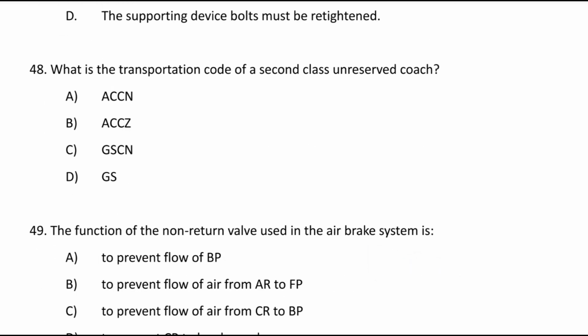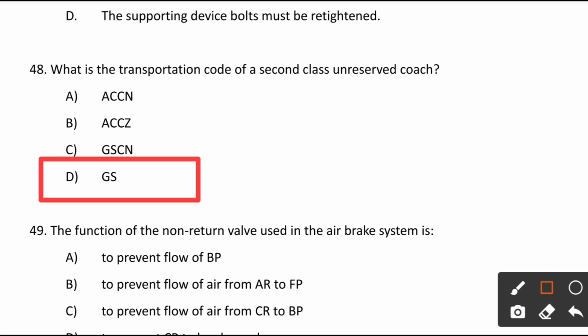48. What is the transportation code of a second-class unreserved coach? A. ACCN, B. ACCZ, C. GSCN, D. GS. In this question, the correct answer is D.